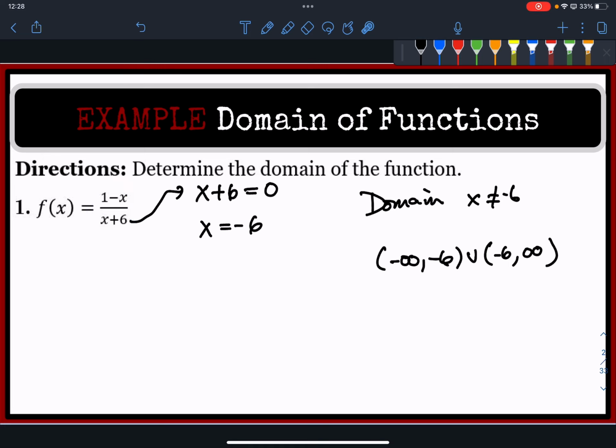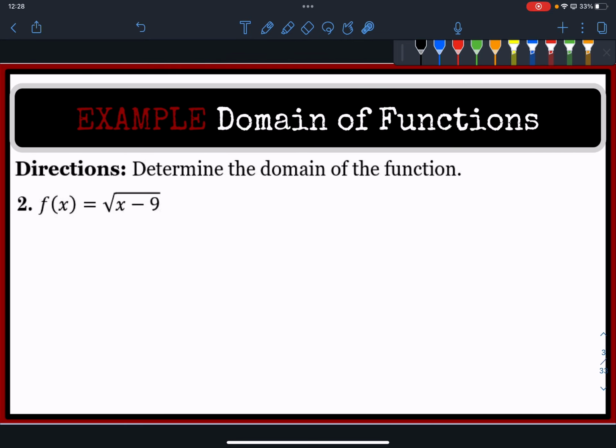The other type of function that excludes numbers from the domain are the square root functions, or any even root functions, not just square roots, but any even number. In this case there's an invisible 2 right here as the index, but if that index was a 4 or even a 6, 8, or 10, and so on, any even number, then the numbers that get excluded are going to be numbers that make the radicand negative, because we need this radicand always to be greater than or equal to 0.